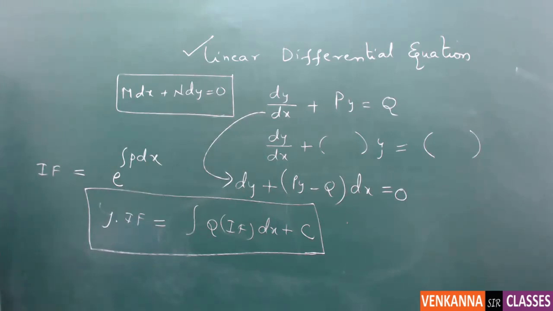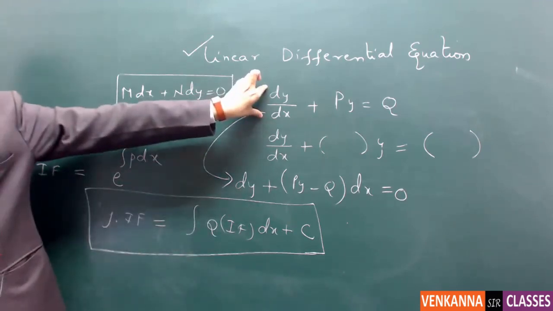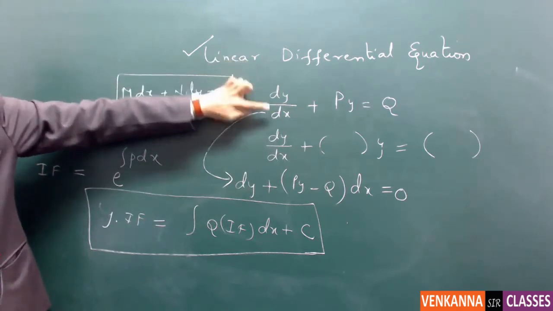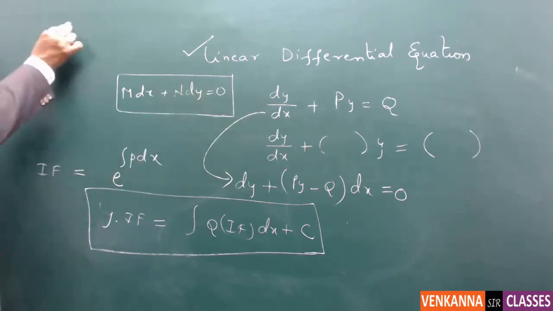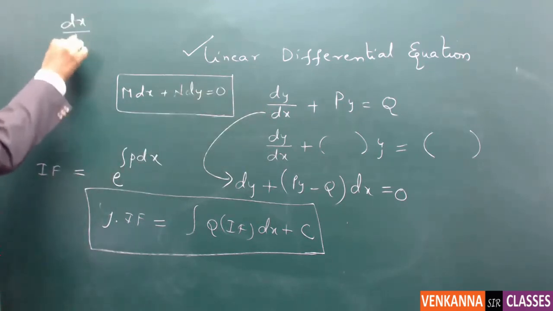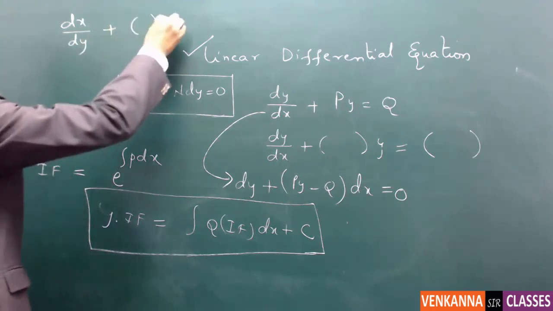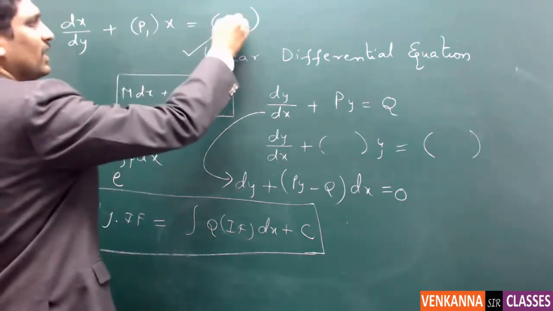In general, linear differential equations can be classified into two types. One is of the form dy by dx plus something, where y is dependent and x is independent. And the other is given by taking the opposite differential, dx by dy plus some value into x equal to some value. You can take it as p1 q1 for convenience.